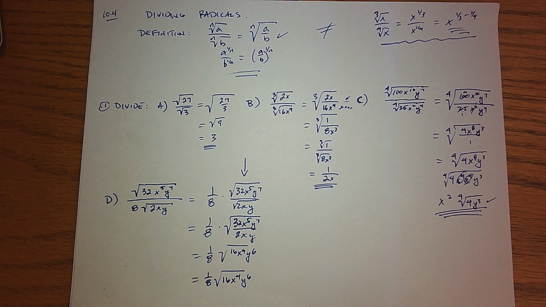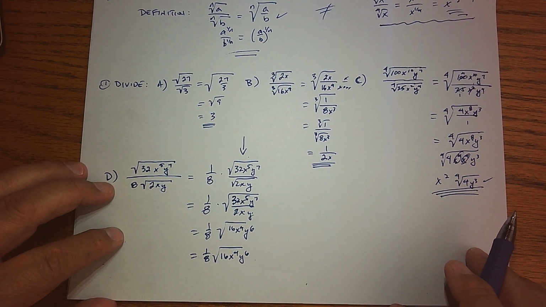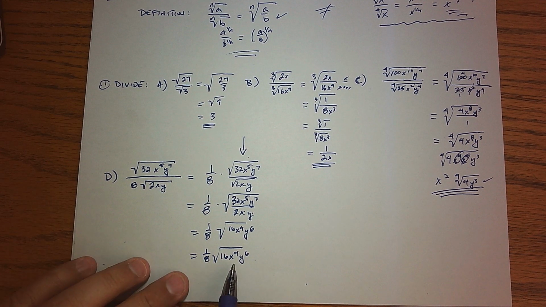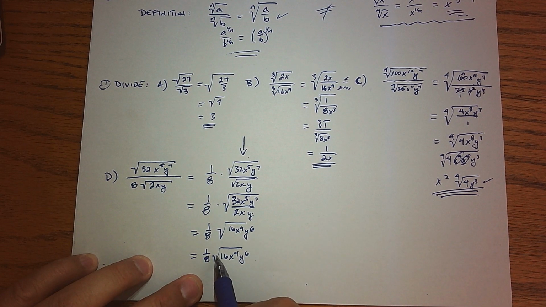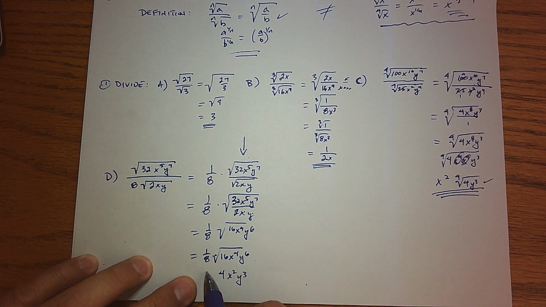So there's the division, and now what we have to do is continue to simplify. And so when I simplify this, again, I like to use the shortcut. The square root of 16 is definitely a 4, right? 2 goes into 4 twice, so I know there'll be an x squared. 2 goes into 6 3 times, so I know there'll be a y cubed. And this is still being multiplied by 1/8.